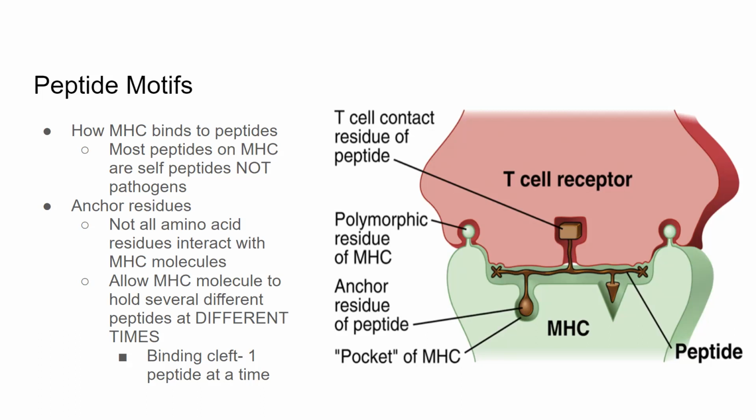And then also, Drescher stressed this like 7 times, maybe 8: knowing that for MHC, most of the peptides are self-peptides, not pathogens. So make sure you guys just commit that to memory real quick.